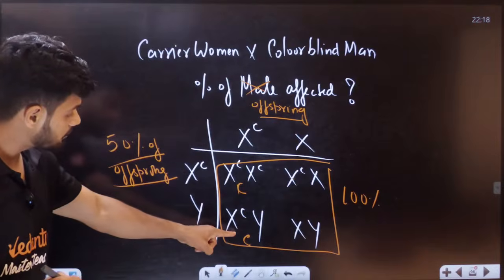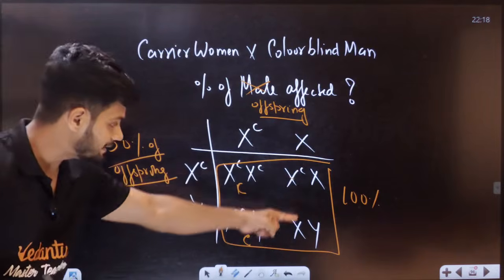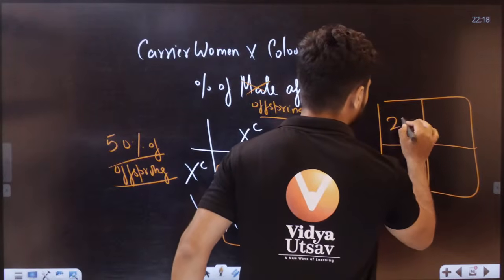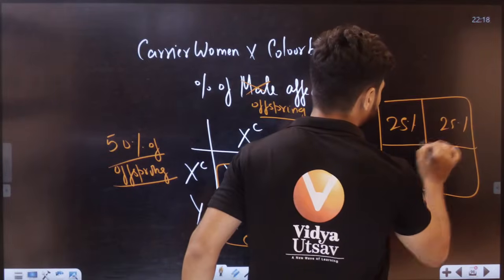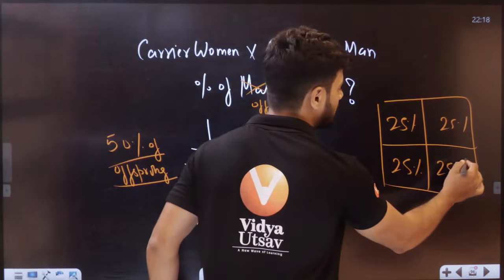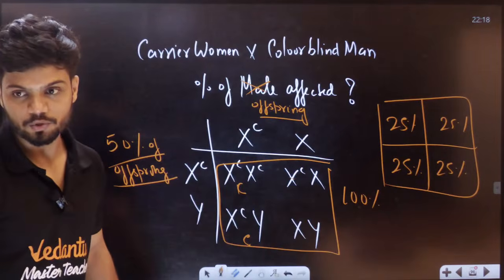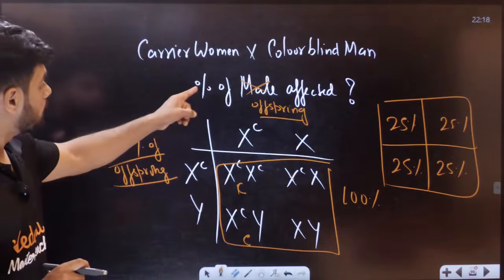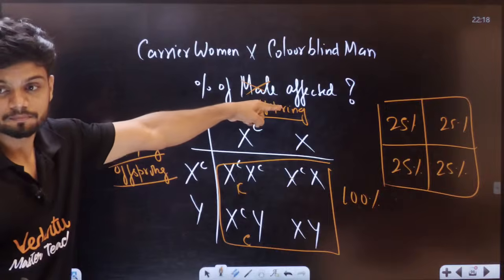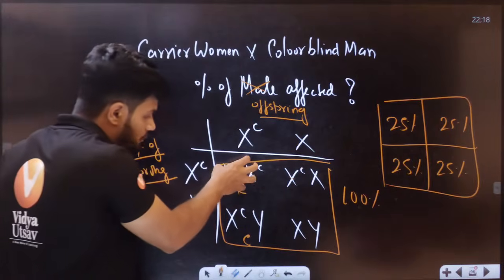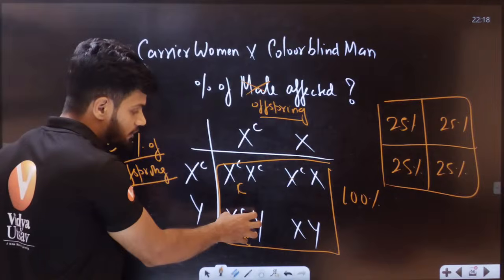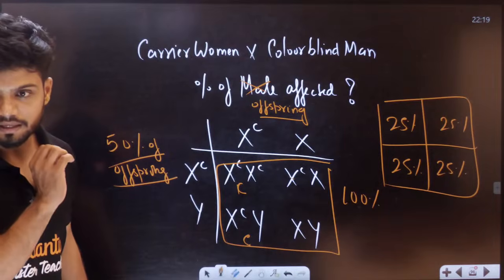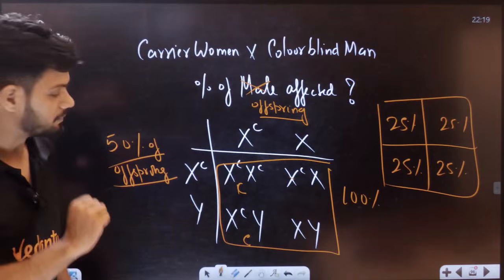In this case also, the entire thing is 100%. So students, divide this entire 100% like this: 25% here, 25% here, 25% here, and 25% here. Now the question is asking percentage of offsprings affected. 25% affected plus 25% affected. Totally 50% is affected, students.